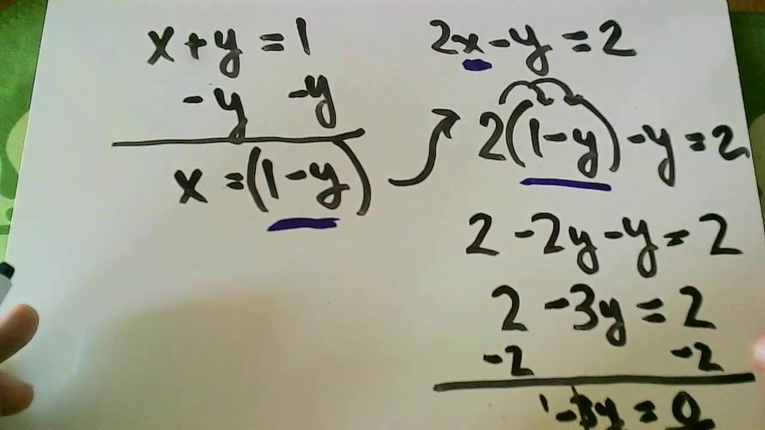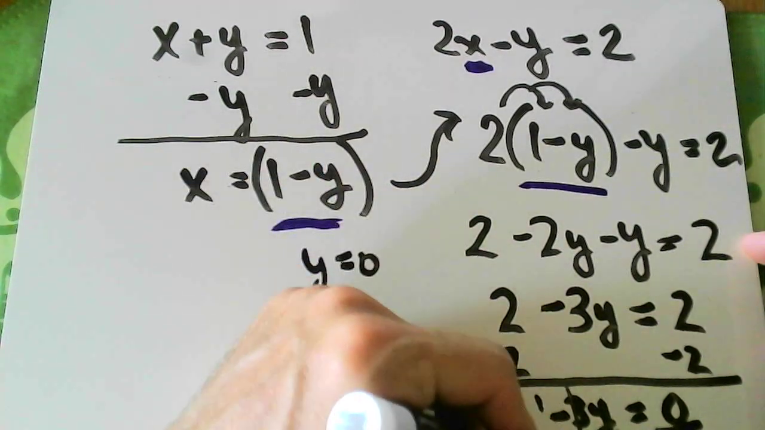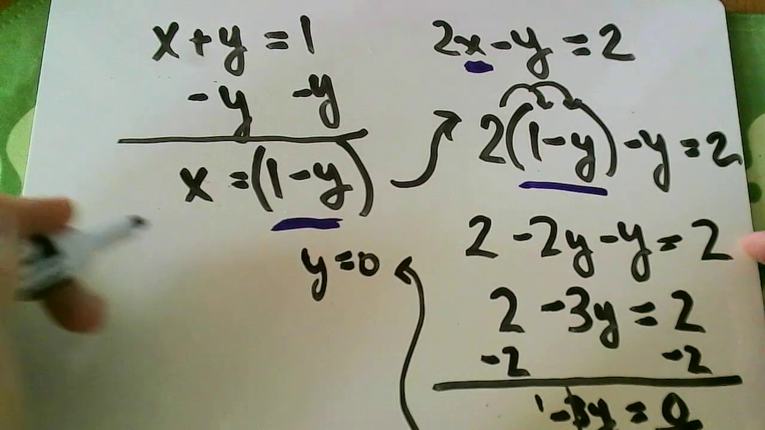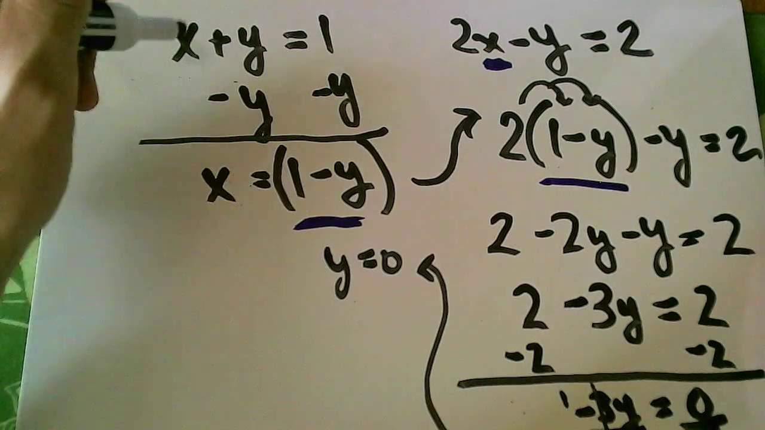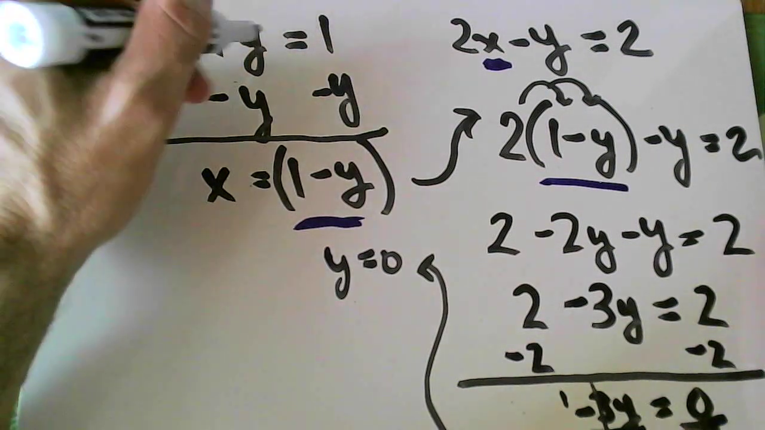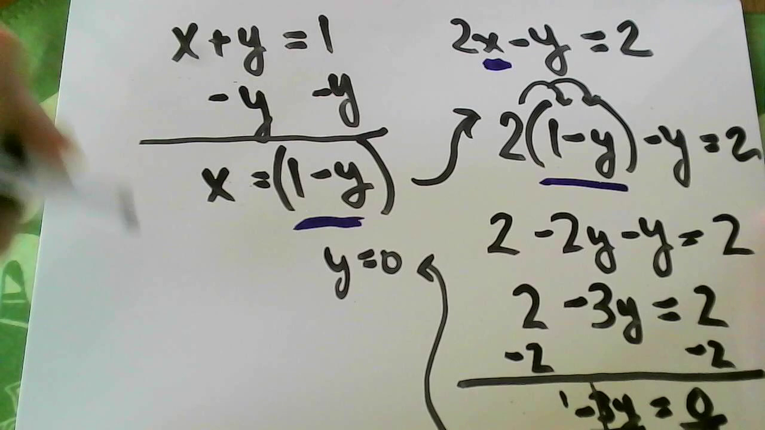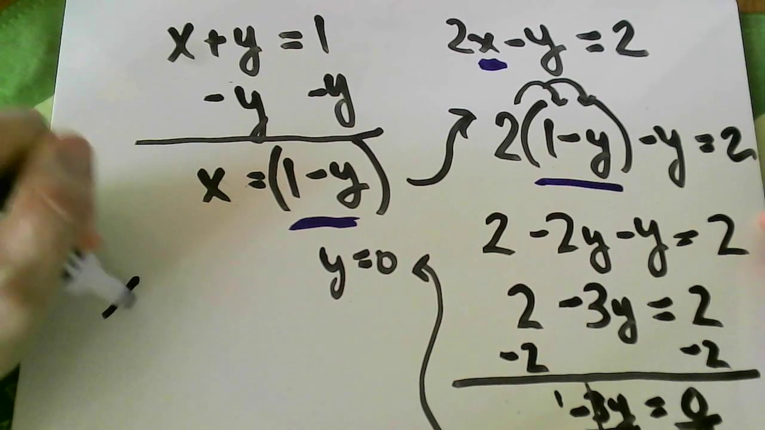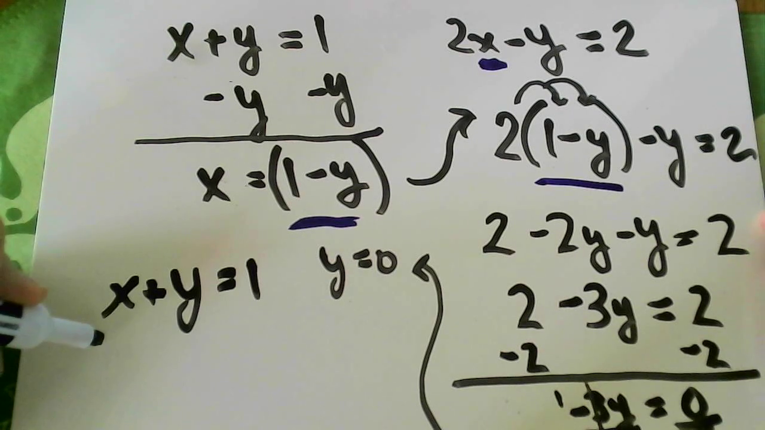My next step is I'm going to take y equals 0, and I'm going to plug it into one of the two equations. It doesn't matter which one you choose. I always like to choose the one that's easier. So if you see this one, it's x plus y equals 1. There's no negatives and things like that, so that might be the easier one. So what I do is I take x plus y equals 1, and I plug in 0 for y.